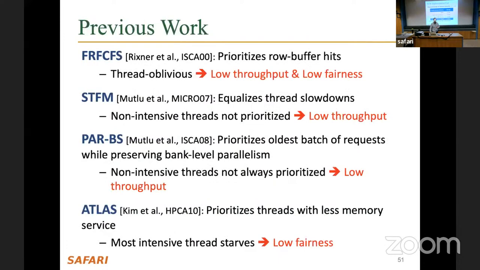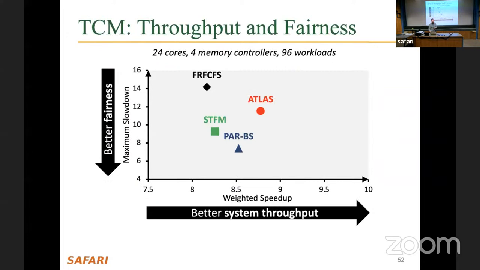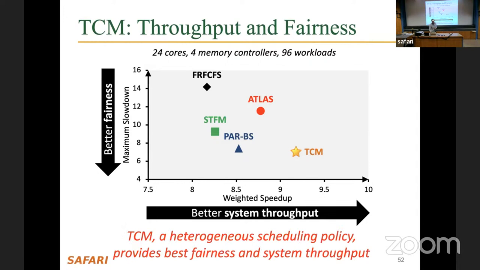Okay, we've already seen all of these. Let's take a look at where this stands, basically. These are different schedulers across 96 workloads. And at least in the workloads that we've tested, TCM pushes the Pareto frontier, right? It provides the best performance as well as best fairness.